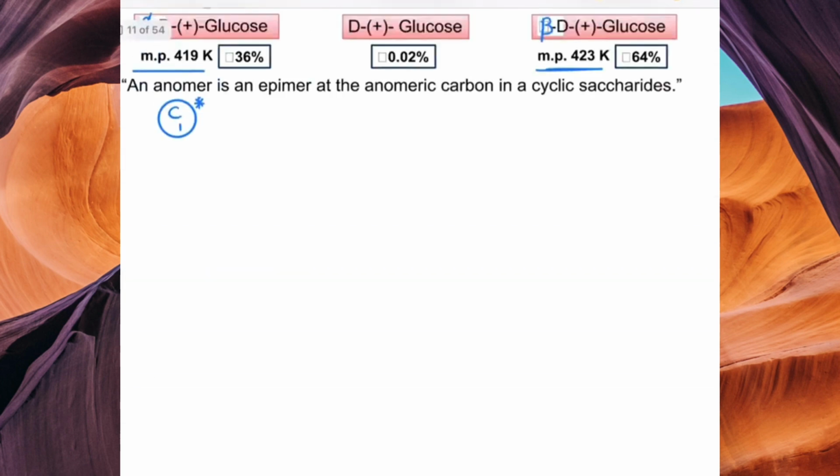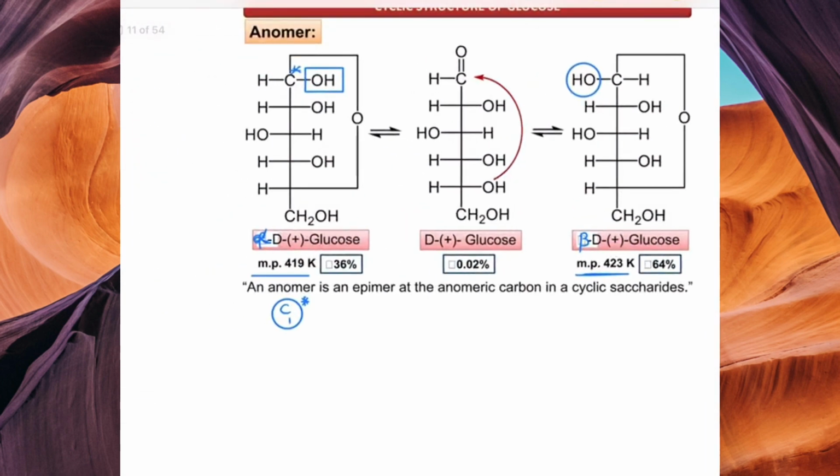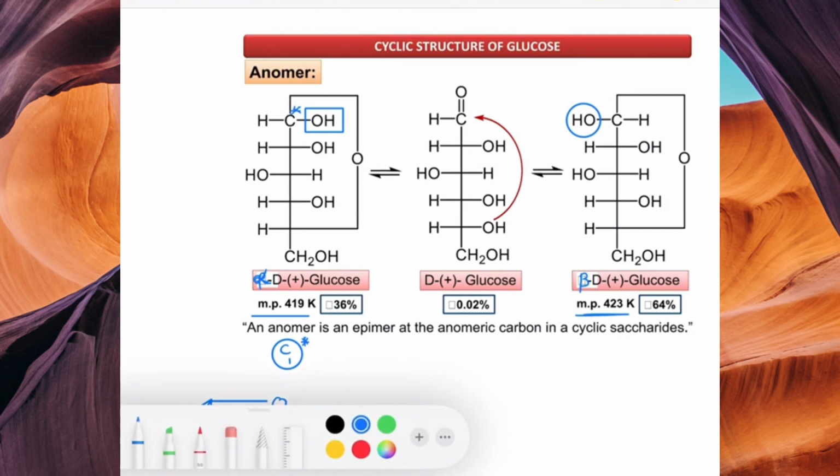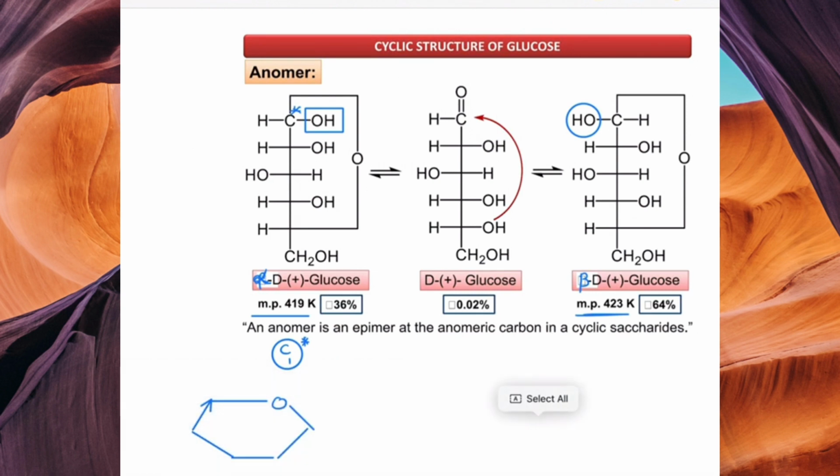So how to write the cyclic structure of glucose? Very, very important one, so carefully note it. We are writing the pyranose structure for glucose. See carefully. So first carbon, second carbon, third carbon, fourth carbon, fifth carbon.